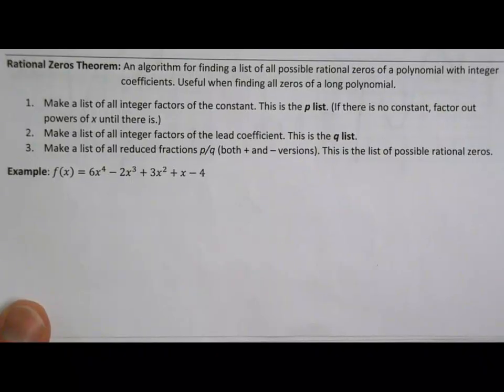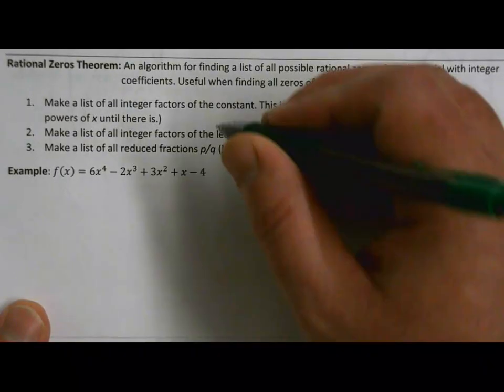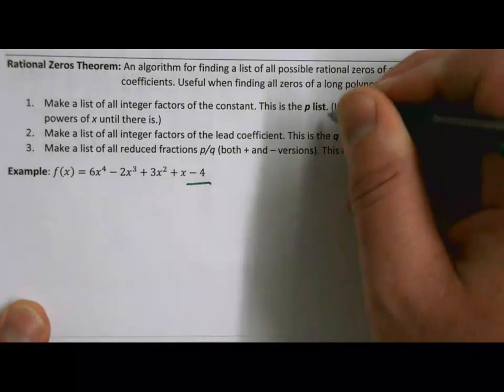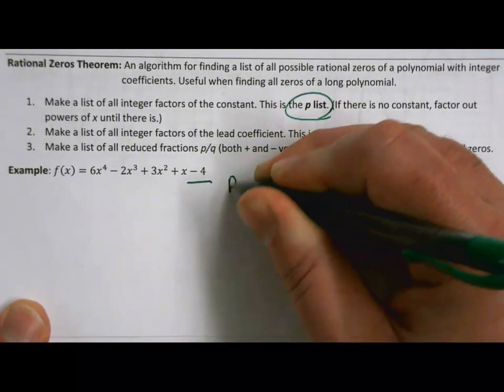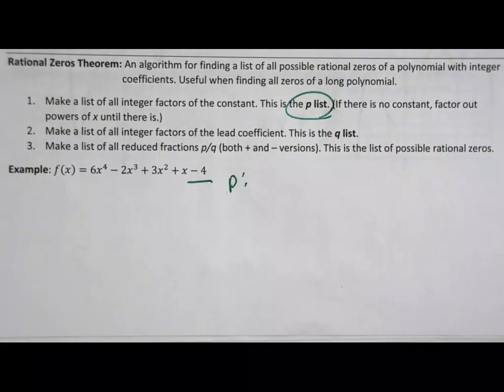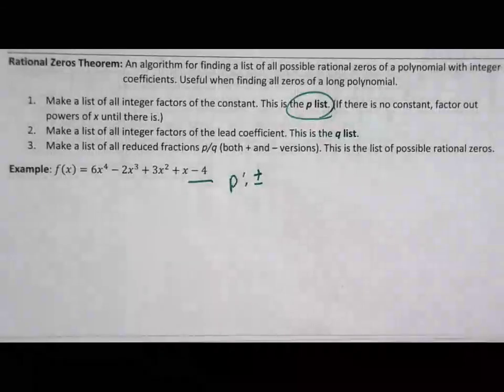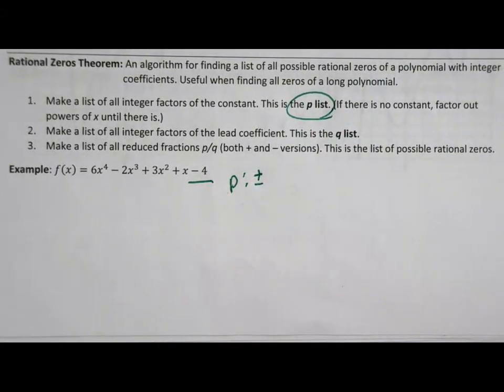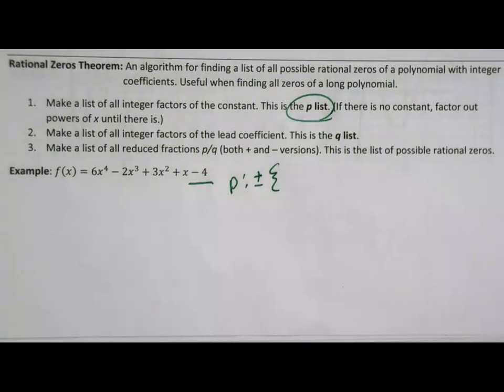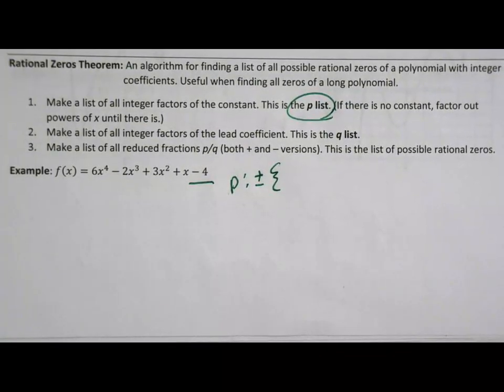So the P list comes from the factors of your constants. So my P list is going to be factors of 4. And it's positive and negative versions of each of these. I'm just going to put plus or minus out in front and do my list inside of curly braces. I don't get too picky about this.